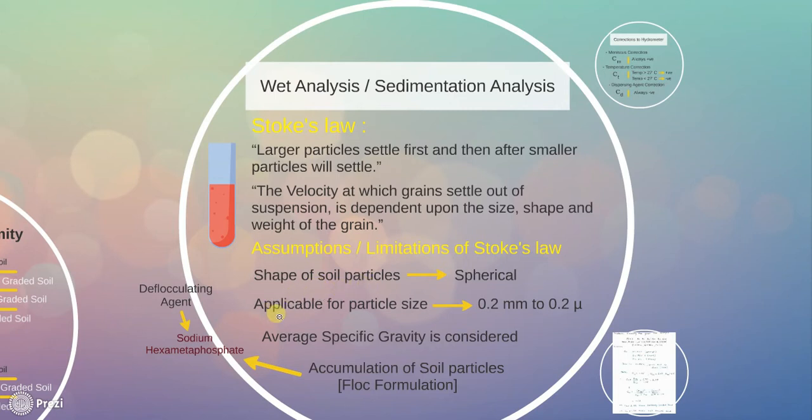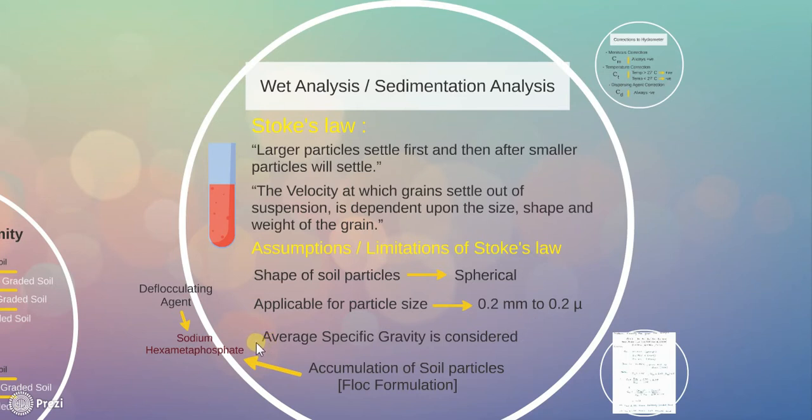The second assumption or limitation is that Stokes' law is applicable for spheres of diameter between 0.2 mm to 0.2 micron. It may be noted that spheres of diameter larger than 0.2 mm falling through water cause turbulence, whereas for spheres with diameter less than 0.2 micron, Brownian movement will be caused, and the velocity of settlement is too small for accurate measurement. So, in both cases, Stokes' law is not applicable.